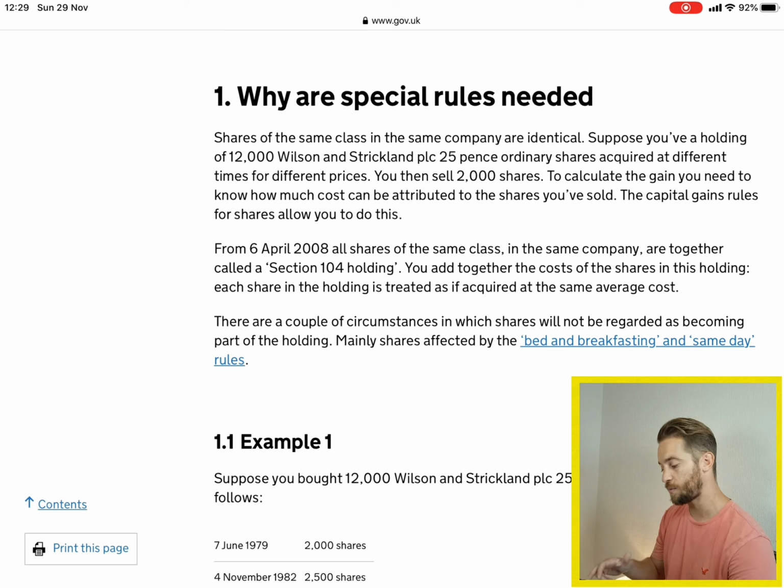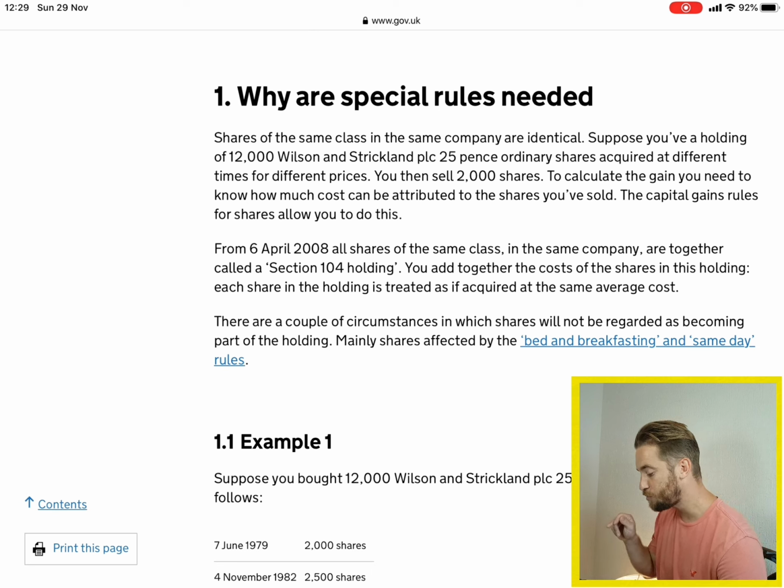From the 6th of April 2008, all shares of the same class in the same company are together called Section 104 holding. You add together the cost of the shares in this holding. Each share in the holding is treated as if it's acquired at the same average cost. So that's what we looked at before, taking a weighted average of the shares that you've purchased and then using that average price to calculate your cost. There are a couple of circumstances in which shares will not be regarded as becoming part of that 104 holding.